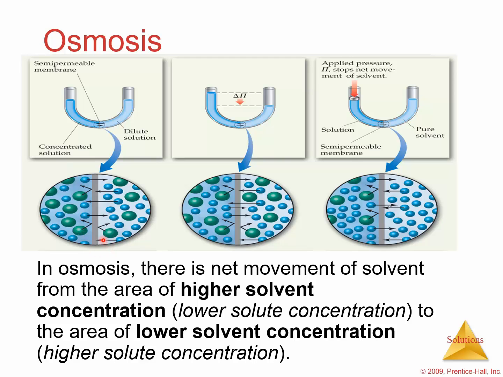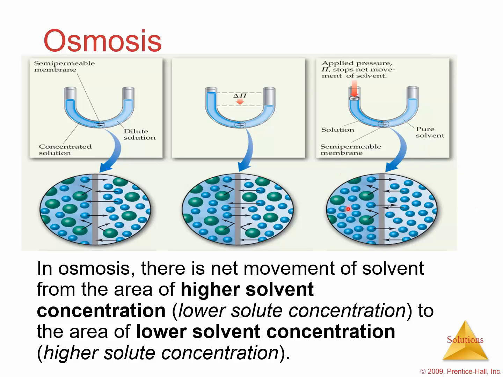So here we have net movement of solvent from the pure solvent, or a solution with low solute concentration, to a solution with higher solute concentration. And then here osmosis stops when the column of solution on the left becomes high enough to exert sufficient pressure at the membrane to counter the net movement of the solvent. Now at this point, the solution on the left has become more dilute, but there still exists a difference in concentration between the two solutions.